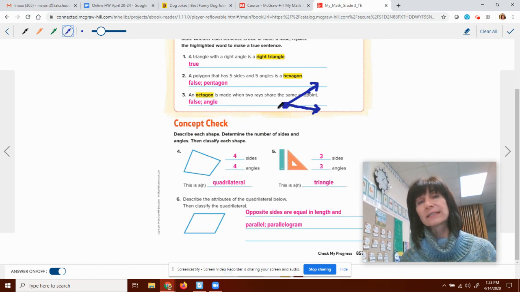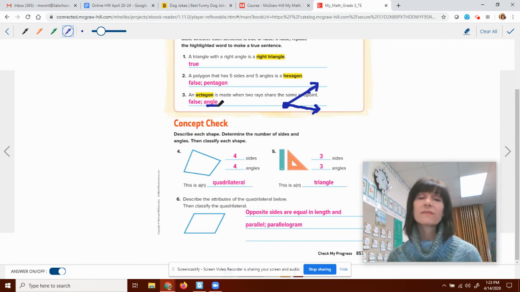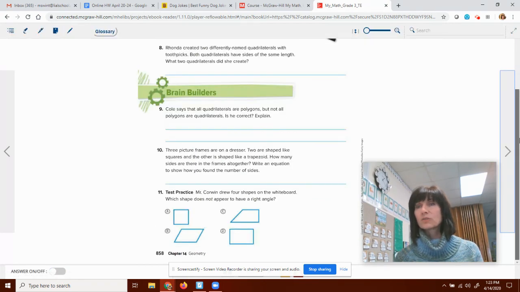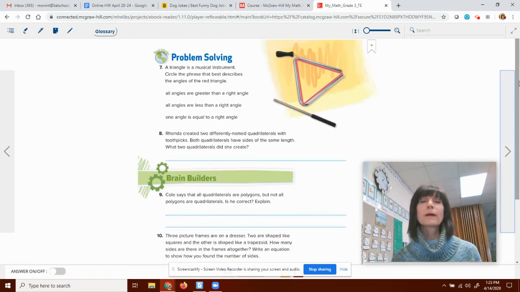This is the vertex, but they're asking what it is when you have two rays. This creates an angle. So please make sure that you have the correct term there, and we'll make sure we have that all correct on your papers. On the next side of the paper says problem solving.